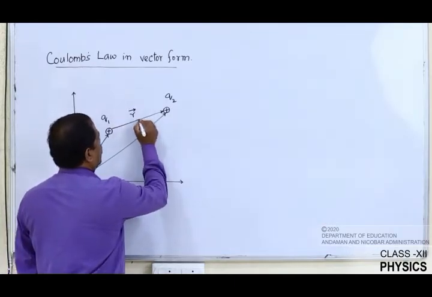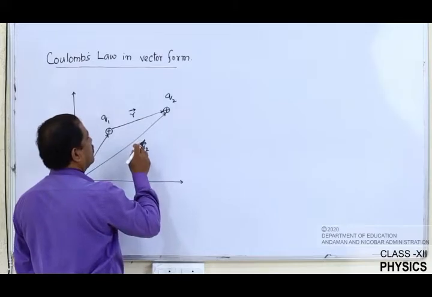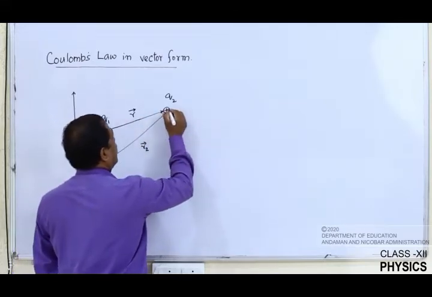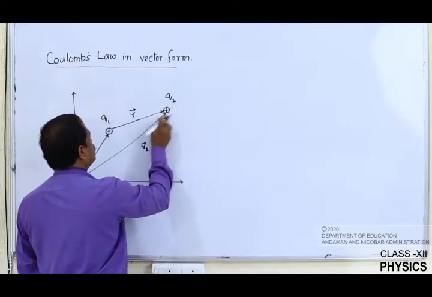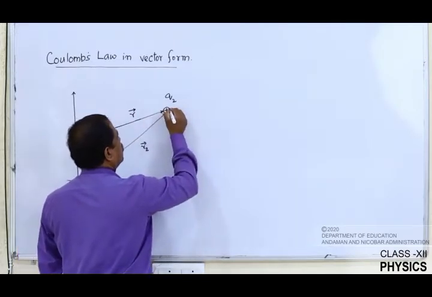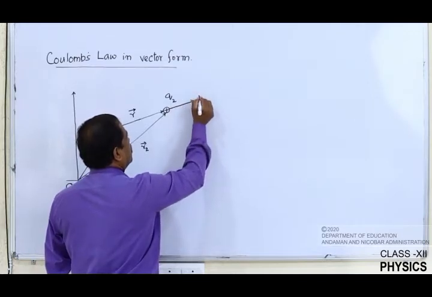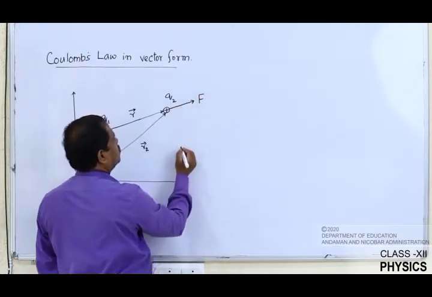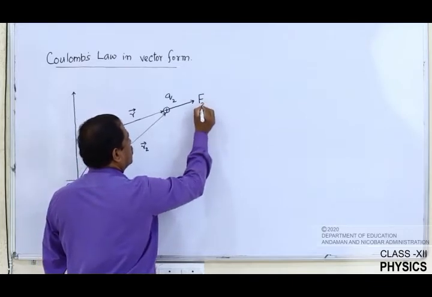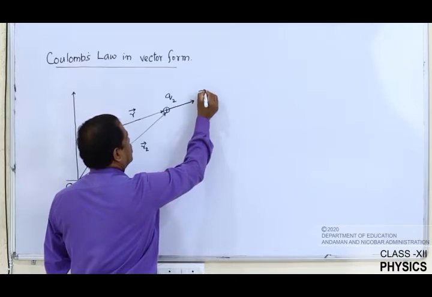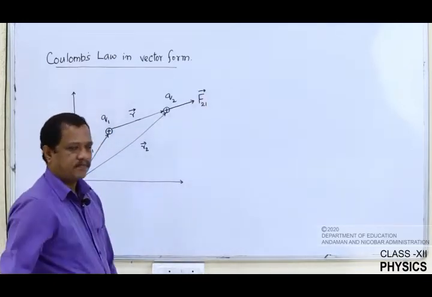Now, what do I want to calculate? I want to calculate the force acting on charge 2 due to 1. Since Q1 is positive and Q2 is positive, Q2 will experience a repulsive force in this direction, and mathematically we write it as force experienced by charge 2 due to 1, in this direction. This is what I want to calculate.